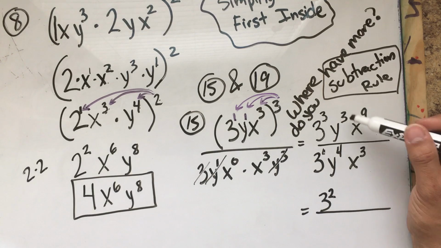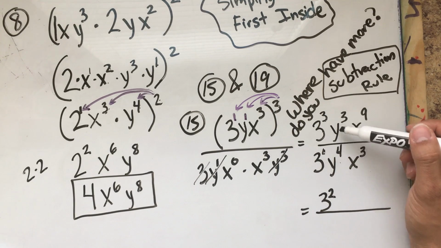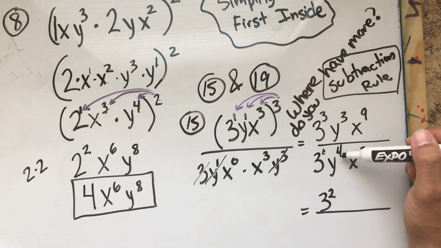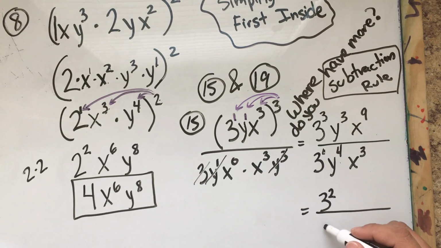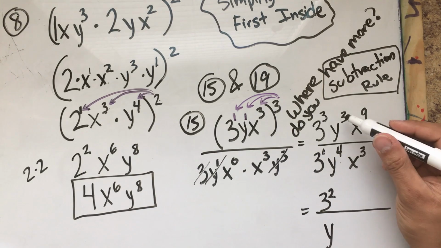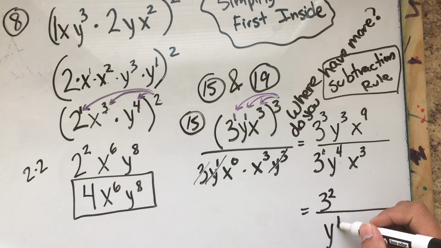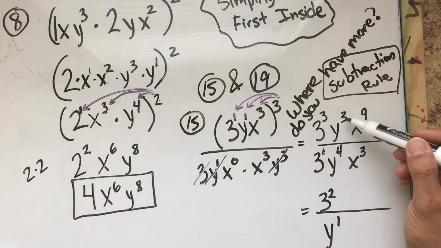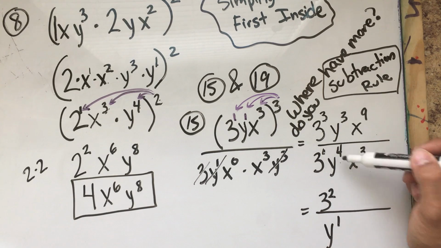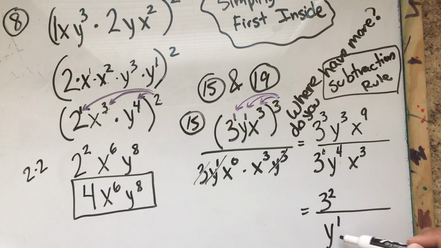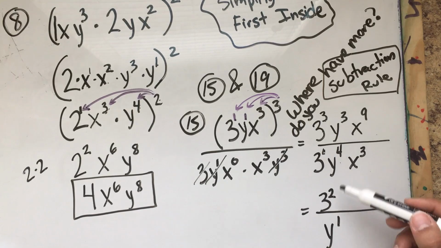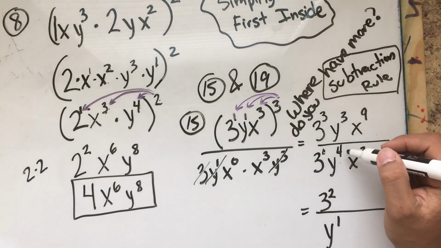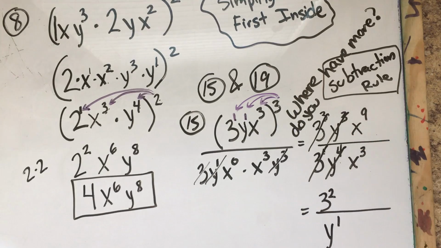Here, let's try that again. Where do you have more y's, top or bottom? Bottom. I have 4 y's on the bottom. So I know my answer is going to have the y on the bottom. Now let's subtract. 4 minus 3 is 1. So watch that again. Where do you have more y's? Well, compare the powers on the y's. On the bottom you have more. So I know the answer is going to have a y on the bottom. So 4 minus 3 gives me 1. That's why I have the 1 here. Okay, so that takes care of the 3's and the y's.